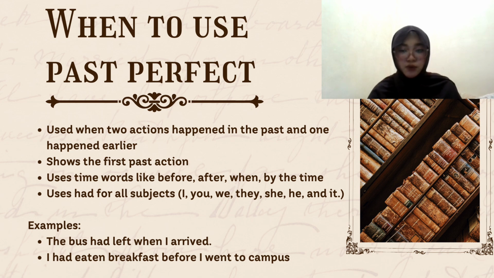And here are some examples. Example number 1. The bus had left when I arrived. The bus leaving happened first. So the word had is used with the action that happened first. Okay, here I'll give you another example. I had eaten breakfast before I went to campus. So the eating breakfast happened first, right? So that's why the had is with eaten breakfast, not with went to campus.